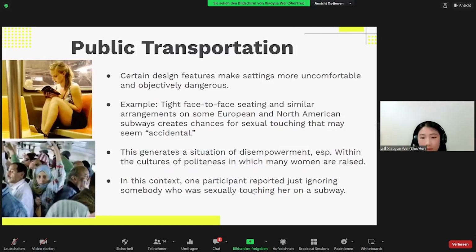One of the settings most participants find hostile is public transportation. Certain design features make settings more uncomfortable for them and objectively dangerous. For example, tight face-to-face seating and similar arrangements on some European and North American subways create chances for sexual touching that may seem accidental. This generates a situation of disempowerment, especially within the cultures of politeness in which many women are raised. In this context, one participant reported that her solution is just ignoring somebody who was sexually touching her on a subway.